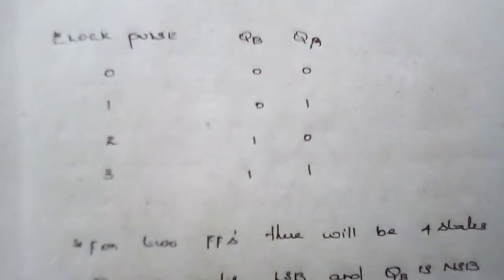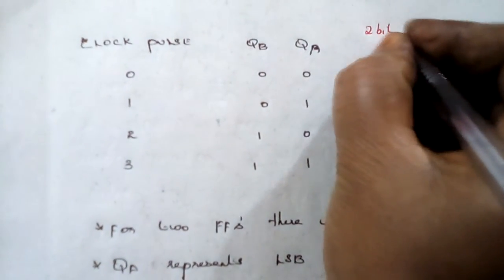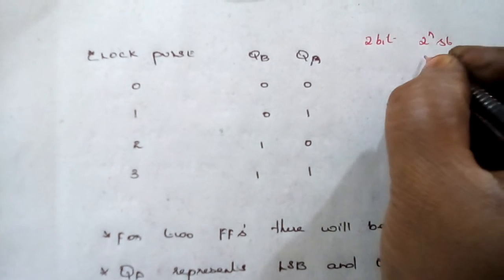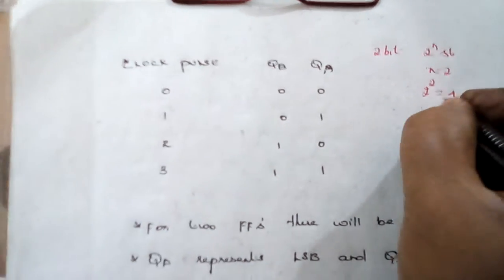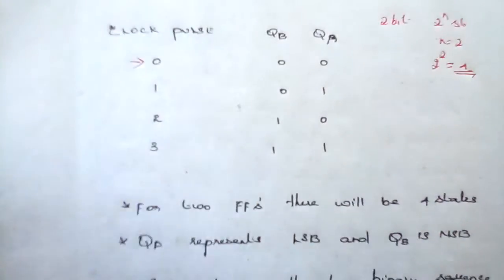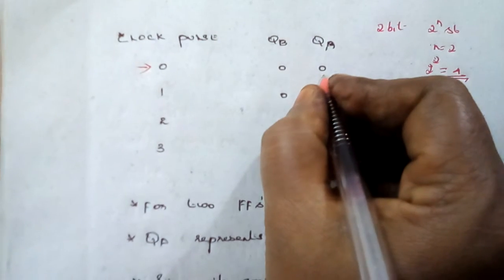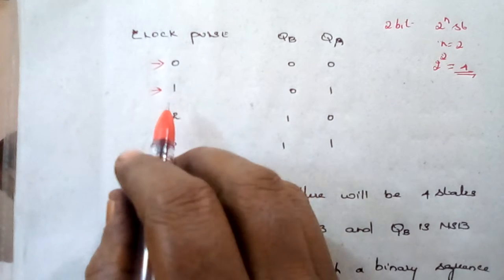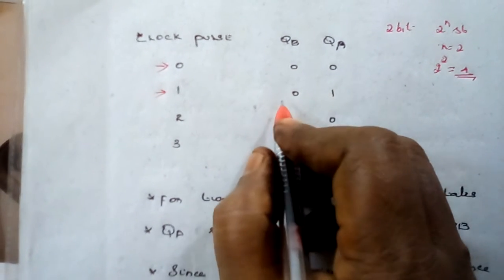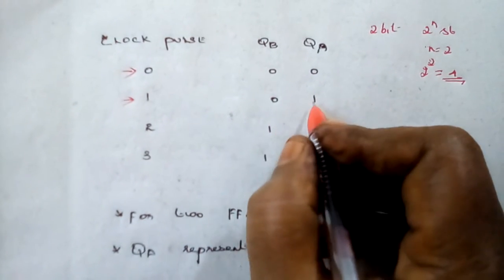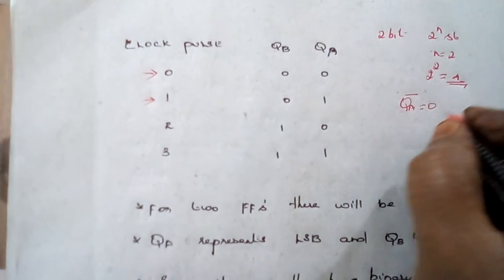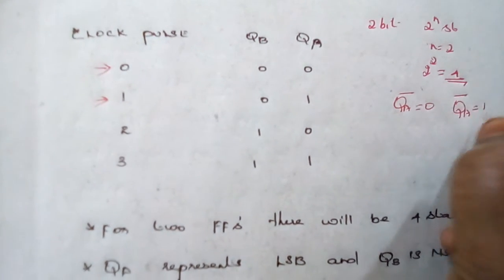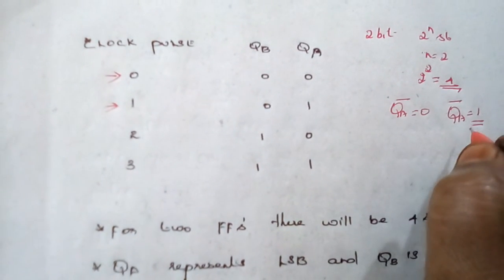Initially, since it is a 2-bit counter, we have 2 power n states. That means n is equal to 2, so 2 raised to 2 is equal to 4. For the initial 0 clock pulse, we have output QA equal to 0, QB equal to 0. For the first pulse, we have QA output high and QB output 0. Since QA output is high, we have QA bar output as 0. If QA bar is high, then only we have a triggering in the second flip-flop, right?